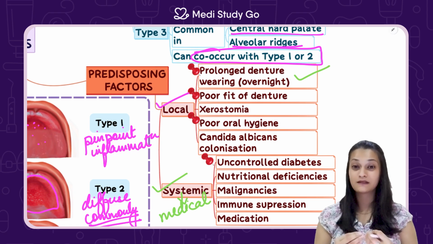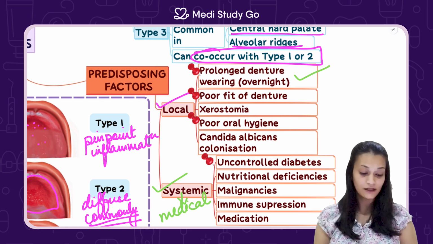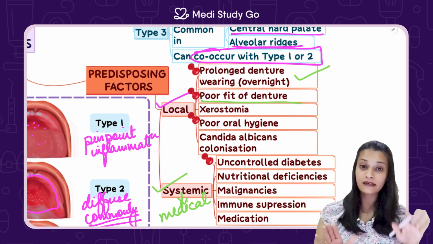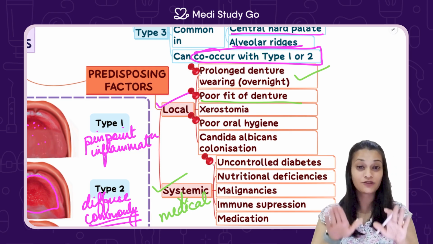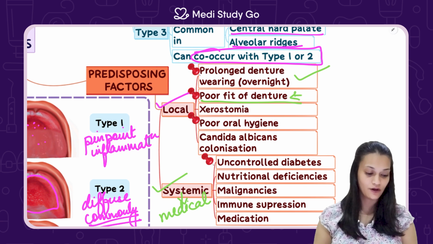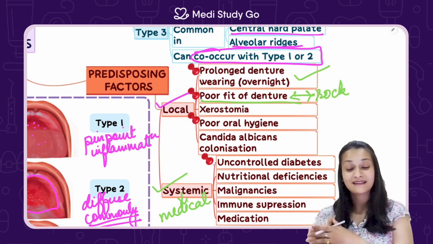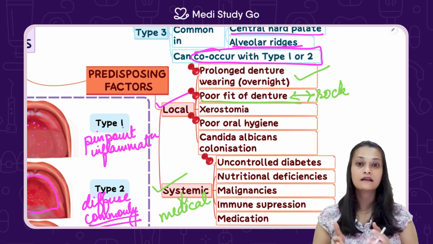And that friction is going to irritate the mucosa, leading to inflammatory changes. Poor fit of dentures. Now I know if it actually is touching only one part of mucosa and not touching another, what's going to happen? It's going to rock, and this rocking is in turn going to do harm to the mucosa, causing inflammatory changes.